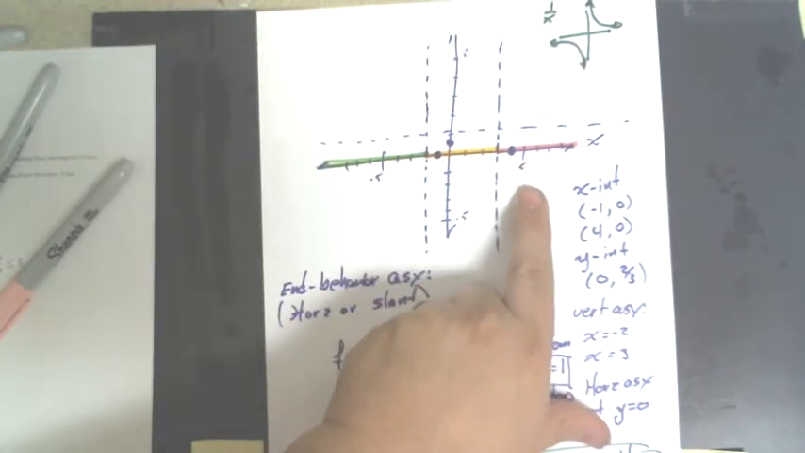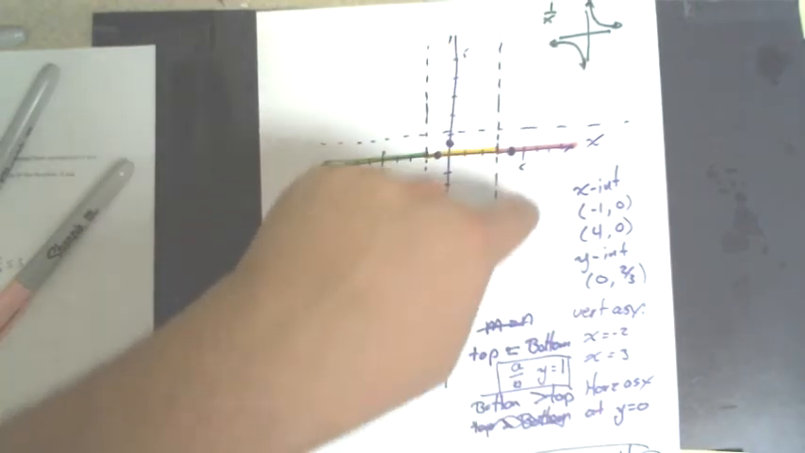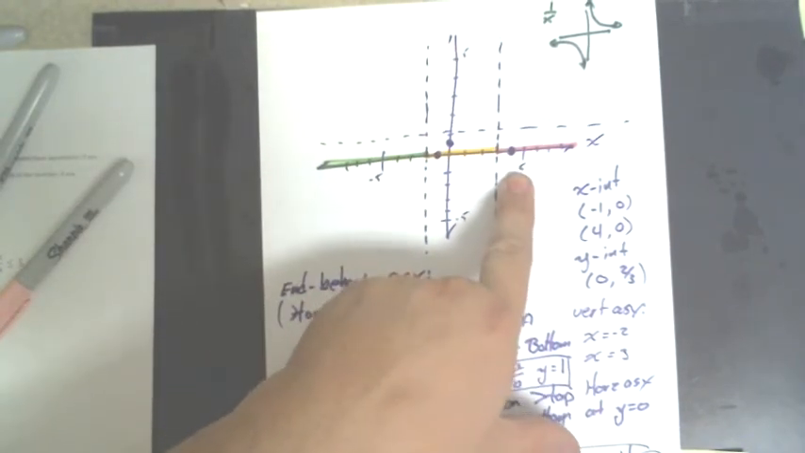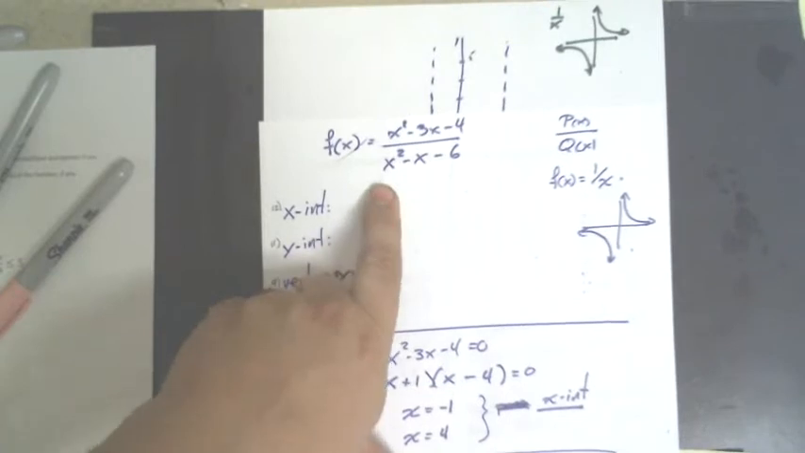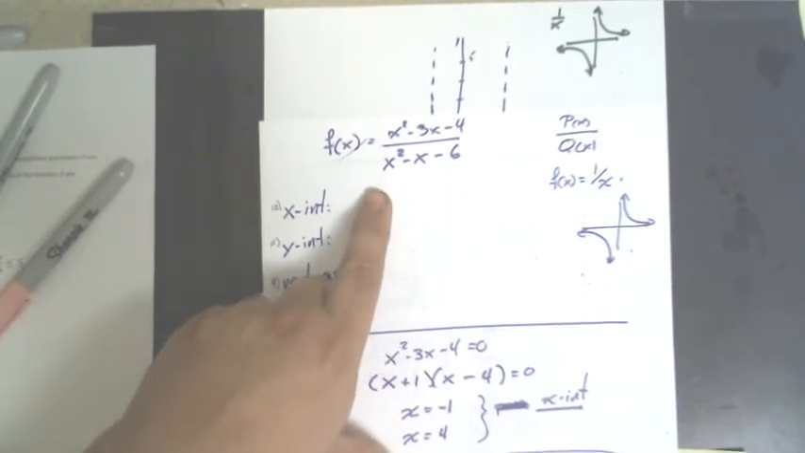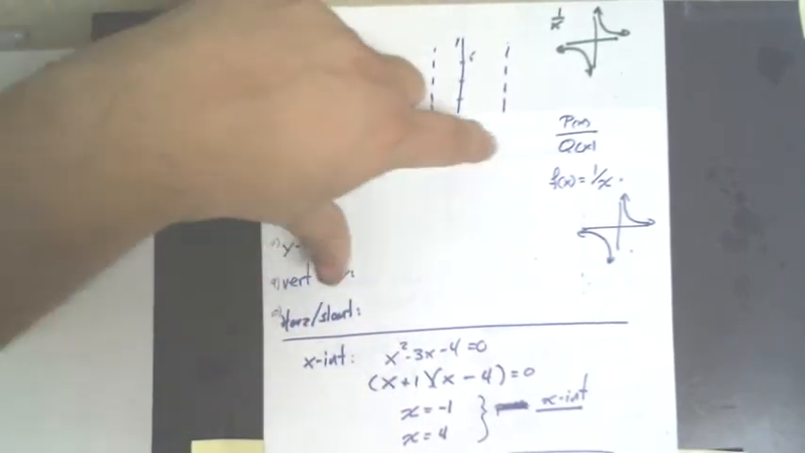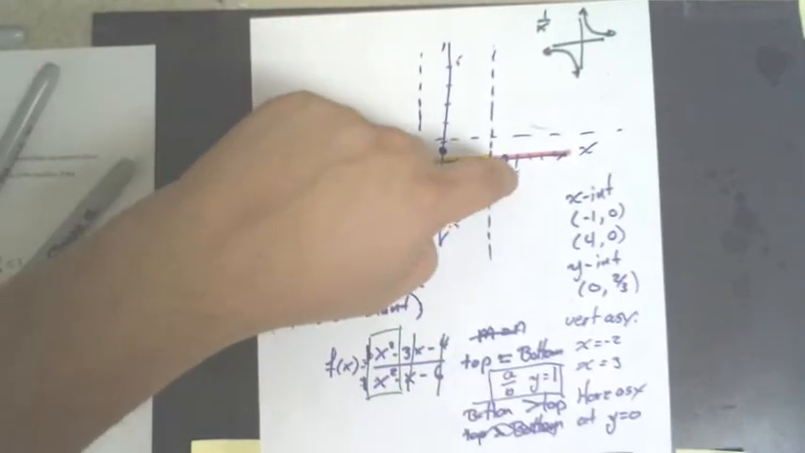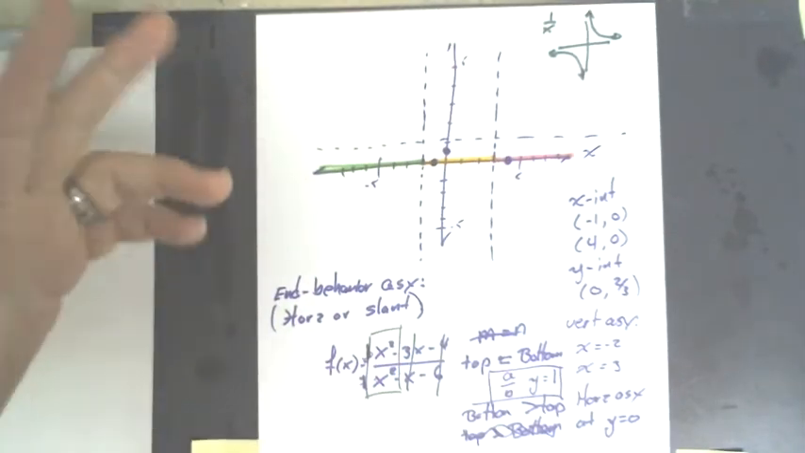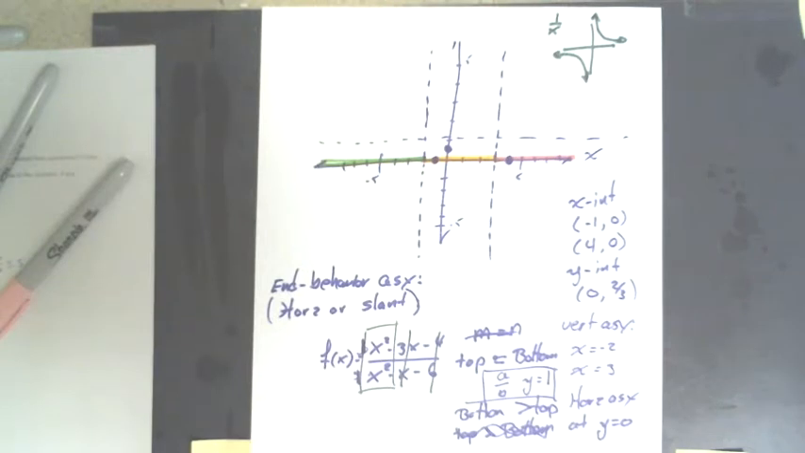Like if you want to know where the graph is at 5, whether it's up here or down here, well, plug in x equals 5 and you'll get a value. That value will tell you where to plot. So that can be a nice way if you're unsure. But actually, you generally don't have to do too much of that.